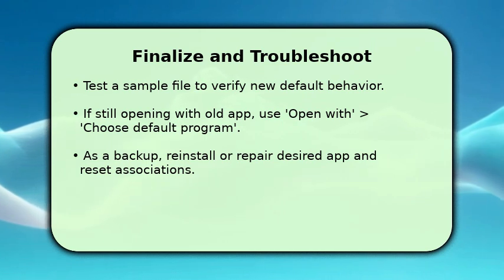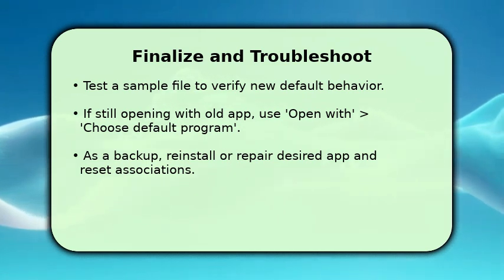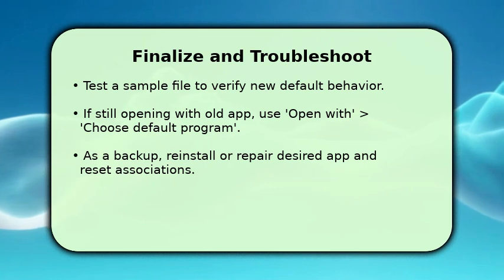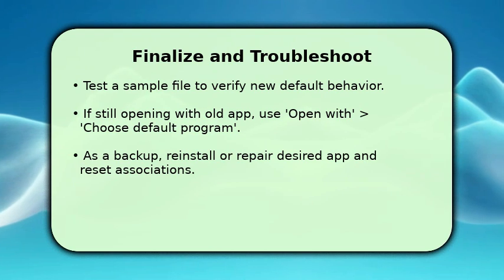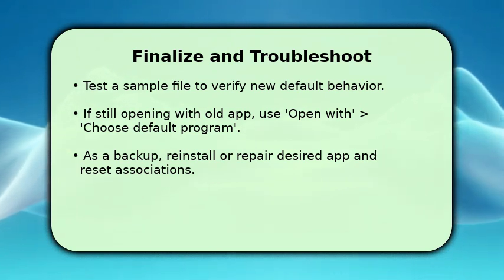If associations remain stubborn, reinstalling or repairing the preferred application, and then resetting defaults usually clears cached links. Also restart Explorer or the PC if changes don't appear immediately.